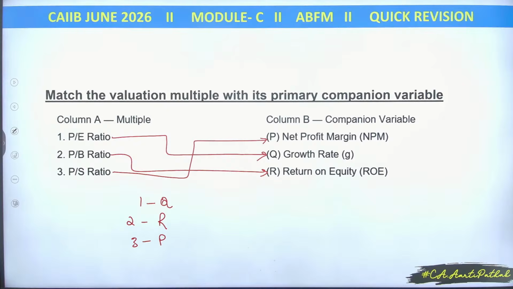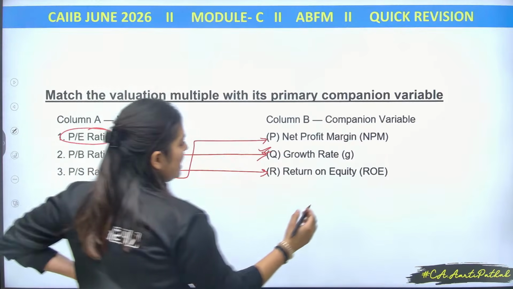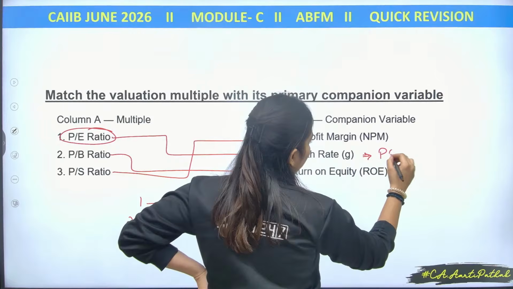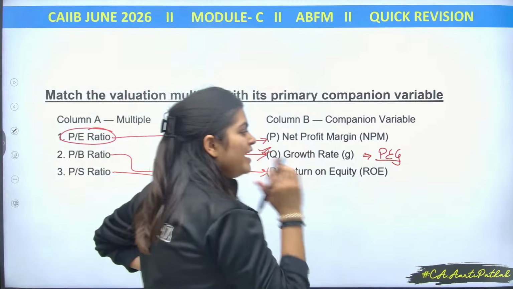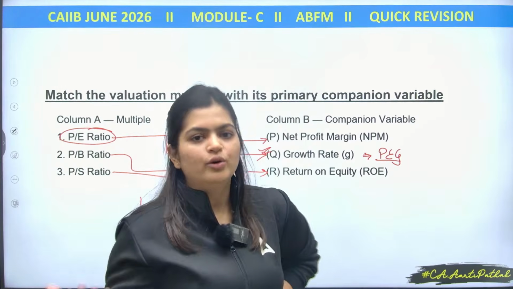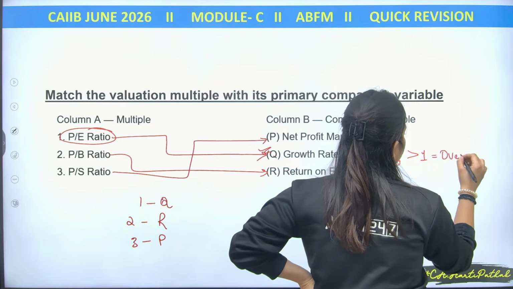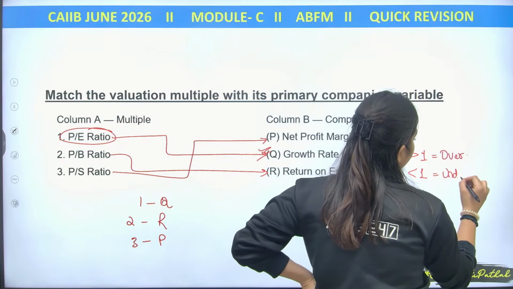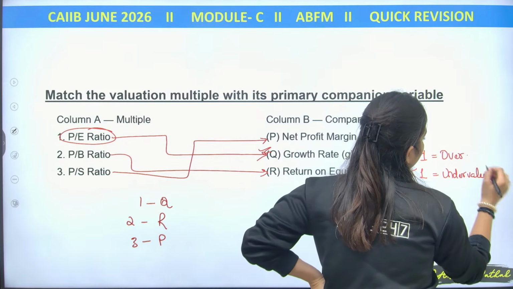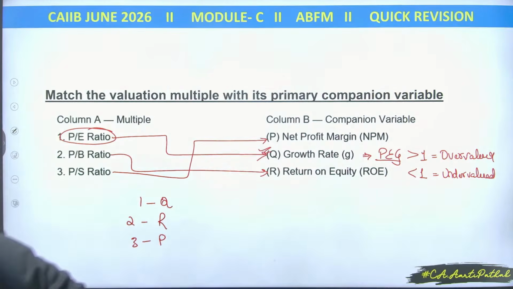Match the following. And you know, PEG ratio. Now, when we talk about PE ratio companion with the growth rate, we call it your PEG ratio. As per this PEG ratio, we can value our company, whether it is undervalued or overvalued. If your answer is more than 1, it means your company is overvalued. If you have PEG ratio less than 1, it means it is undervalued. So these are the valuations you can use for companies through the PEG ratio.